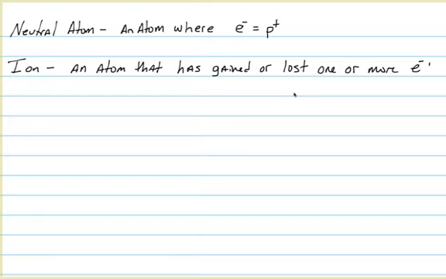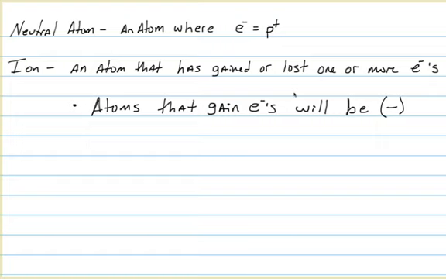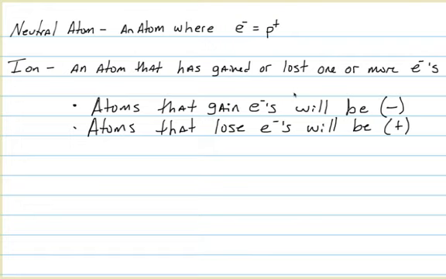An ion is an atom that has gained or lost an electron. An atom that gains electrons is going to be negative. The negative value that it's going to have will equal how many electrons it has gained. So if an atom has gained 3 electrons to form a negative ion, that charge would be 3 negative. Atoms that lose electrons are going to be positive. And again, the positive value will equal how many electrons have been lost. If you've lost 3 electrons, then it's going to be a 3+. If you've lost 1 electron, it's going to be a 1+.